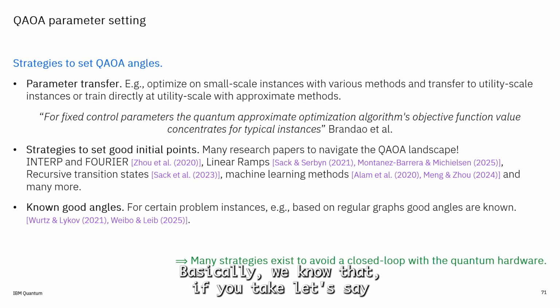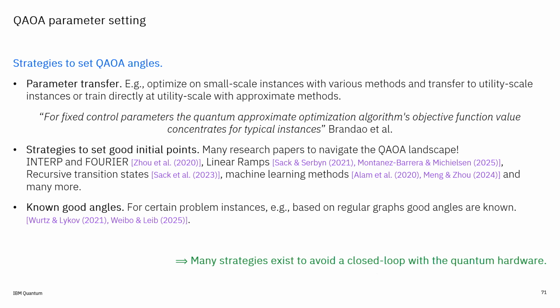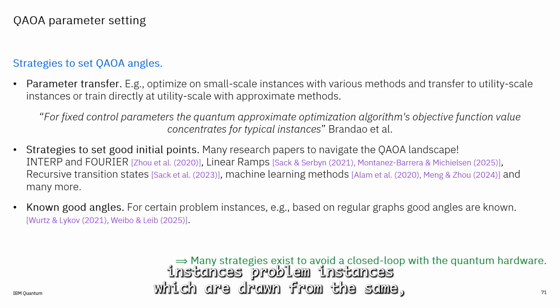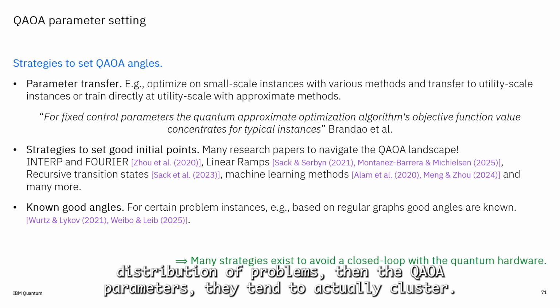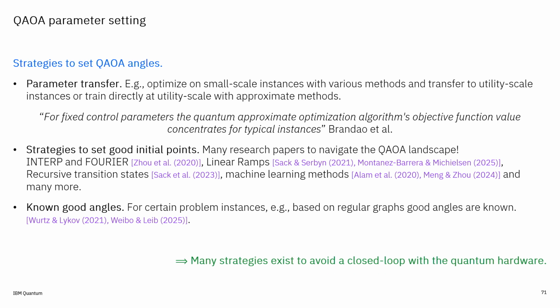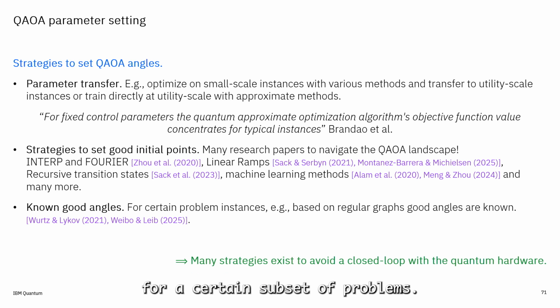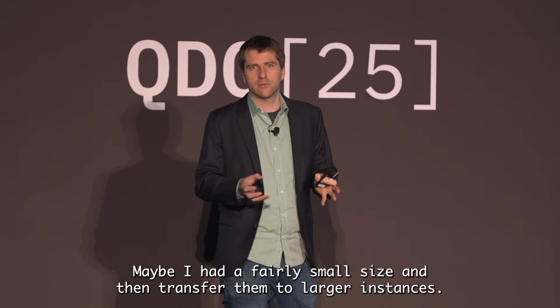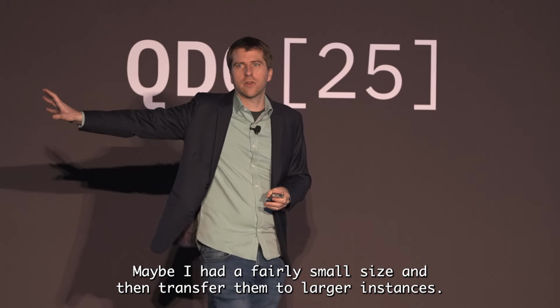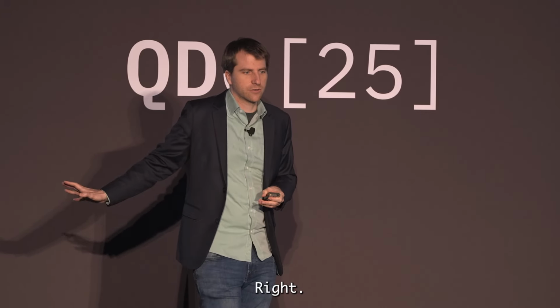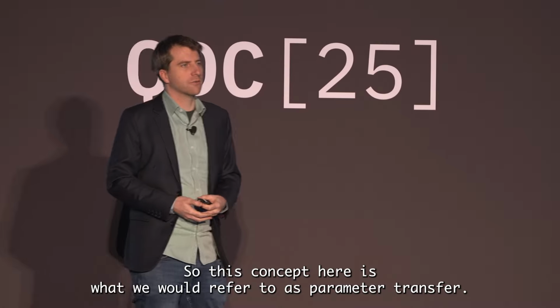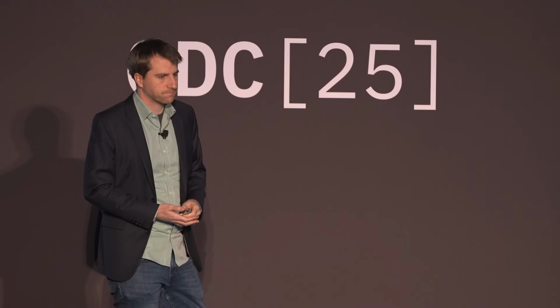Basically, we know that if you take, let's say, problem instances which are drawn from the same distribution of problems, then the QAOA parameters tend to actually cluster. So what this actually means is that I might be able to find QAOA parameters for a certain subset of problems, maybe at a fairly small size, and then transfer them to larger instances, right? So this concept here is what we would refer to as parameter transfer.